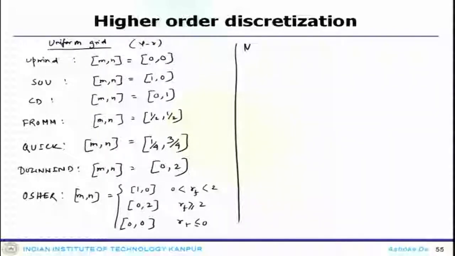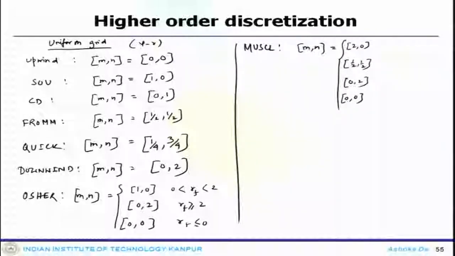Now MUSCL, the m, n has 4 different segments: 2, 0, half, half, 0, 2, and 0, 0, where r_f goes between 1 third and 0, r_f goes between 1 third and 3, r_f is greater than or equal to 3, and r_f is less than 0.